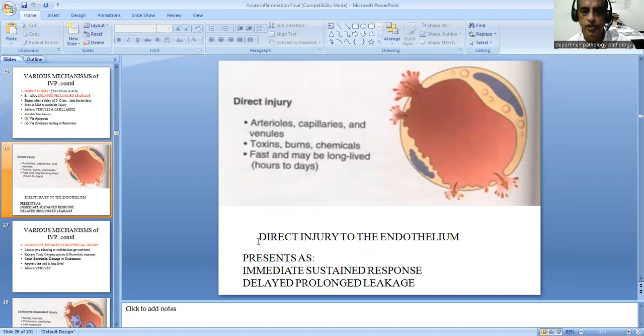See, direct injury, this is the leakage that is happening. This is the endothelial cell. This is the intravascular compartment. This is the extravascular compartment. So this is injured. This is normal cell. So fluid is passing out.